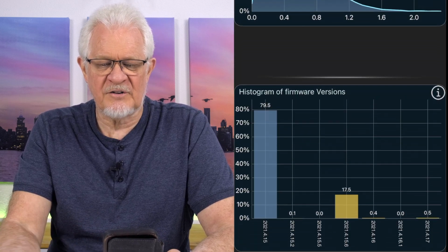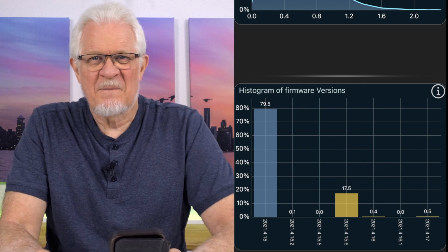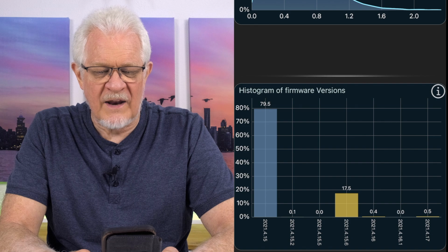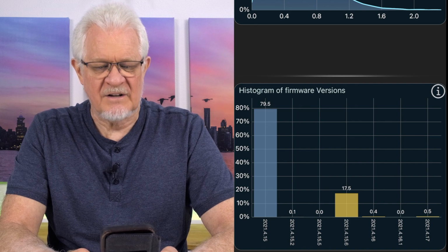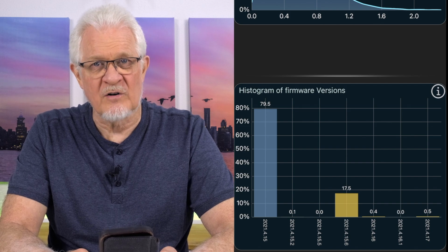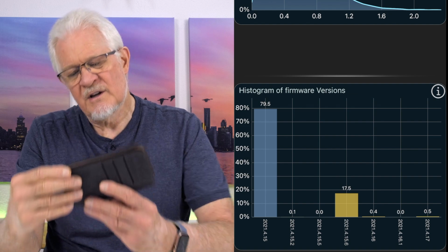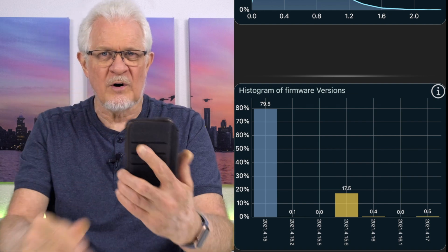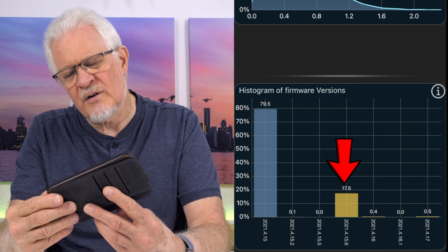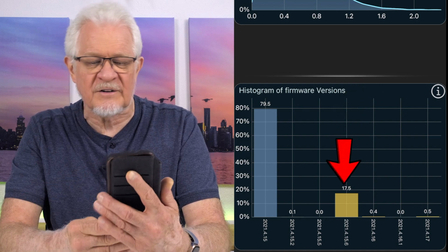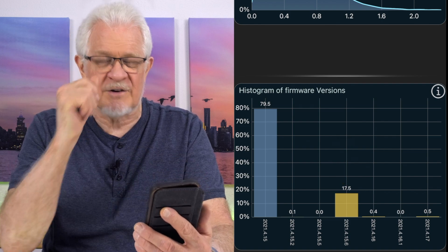Down below, histograms of firmware. Well, this is an interesting one. The big, tall blue one that has well over 80%, 79.5. That means the majority of Model 3 owners are on this particular software version, which is 2021.4.15. There's an interesting one across there, 2021.4.15.6, that has 17% of users on it.